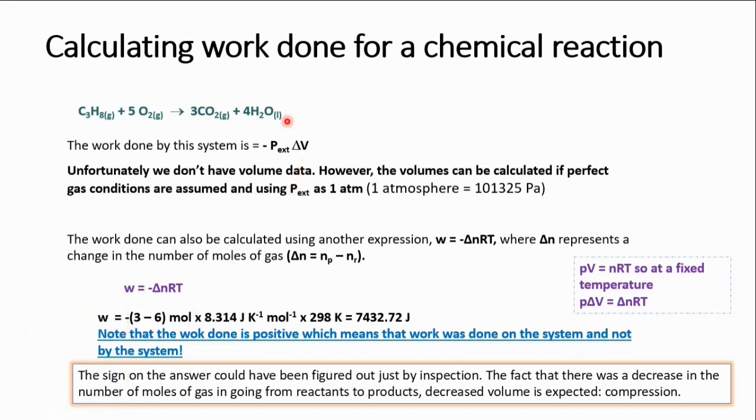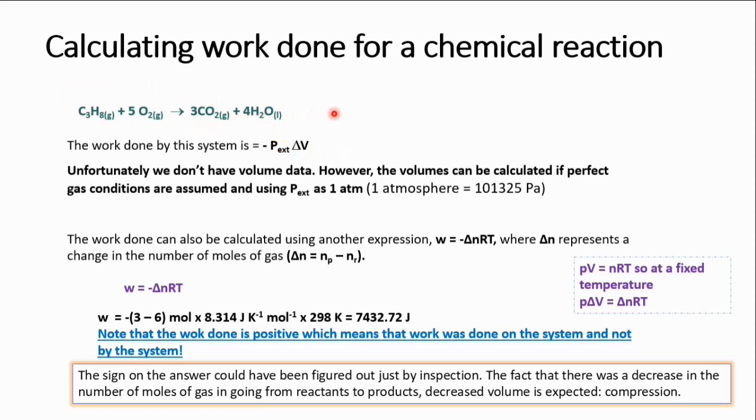So let's consider the system where you have propane being oxidized, or you could say being burnt, to produce carbon dioxide, which is a gas under normal room temperature conditions, and water. Of course, water is a liquid. Now, the work done is given by minus P delta V, where P is the pressure, P ex meaning external pressure, times the change in volume. So that's how you would calculate the work done by the system. Work is equal to minus P delta V.